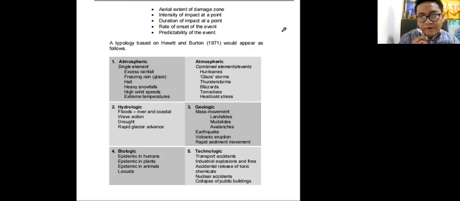Sa biologic naman po, ito yung from epidemic to pandemic. Yung nangyayari po sa atin, epidemic in humans, in plants and animals. Locusts, ito po yung mga balang o insekto pong umaatake po sa mga palayan, yun po yung locust. Technologic is a transport accident, industrial explosion in cars, accidental release of toxic chemicals, nuclear accidents, collapse of public buildings. So yun po yung mga ilang bagay po patungkol sa hazard po natin.